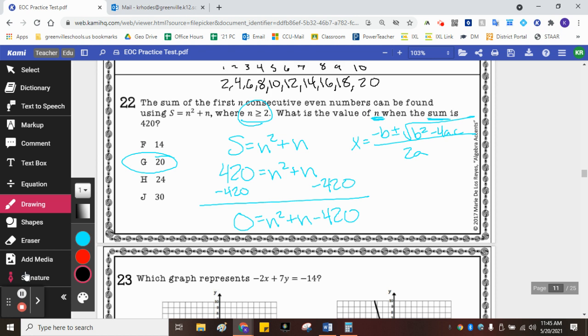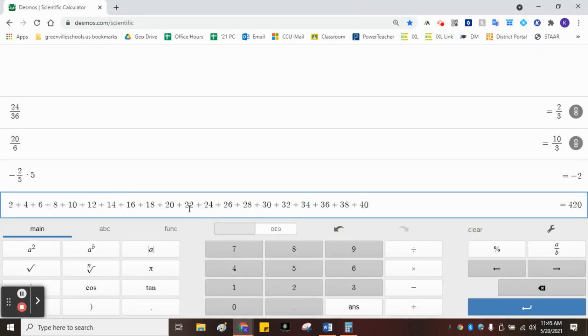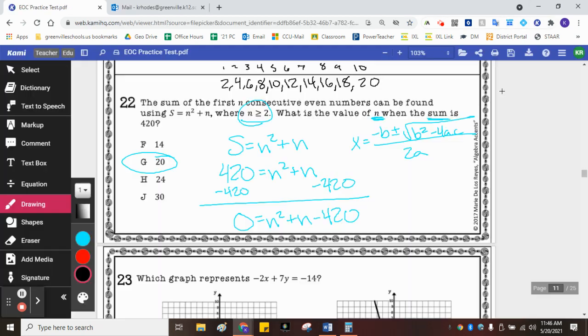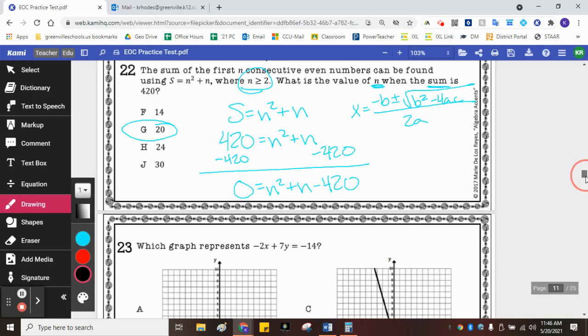A lot of people like that way. So just to tell you, what this question is literally saying is how many even numbers do I have to add up to get to 420? I did it in the calculator. There were 20 numbers. 20 even numbers I had to add up to get to 420. So just so you understand what it's saying.